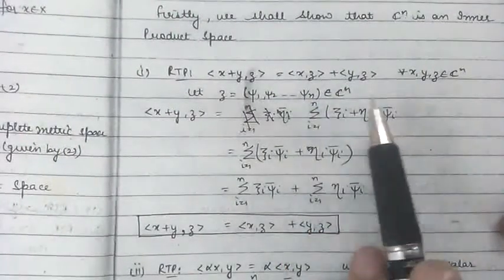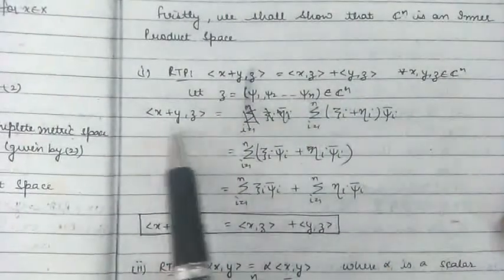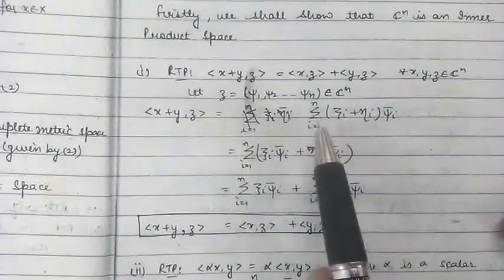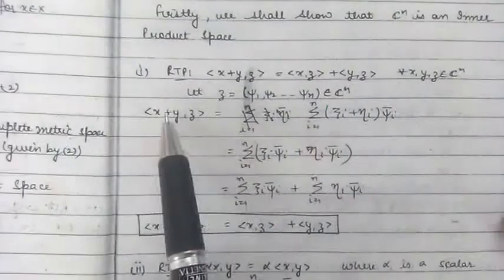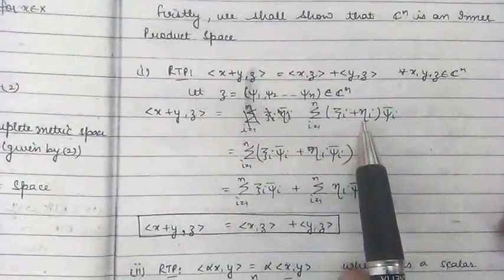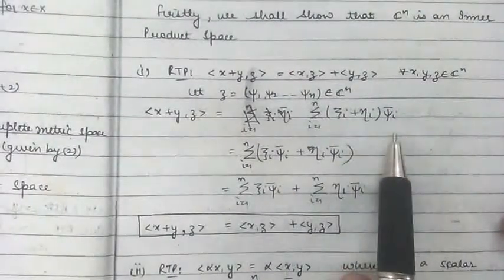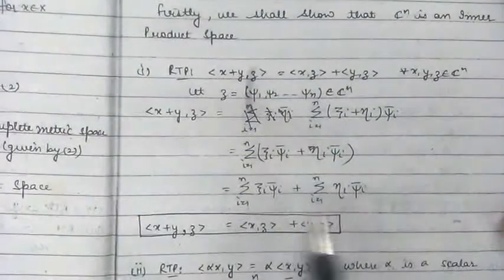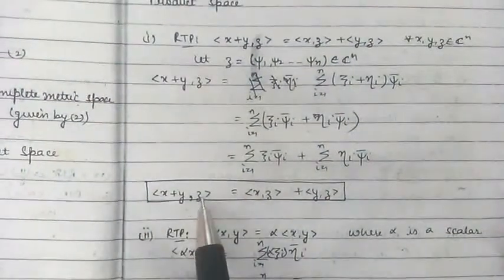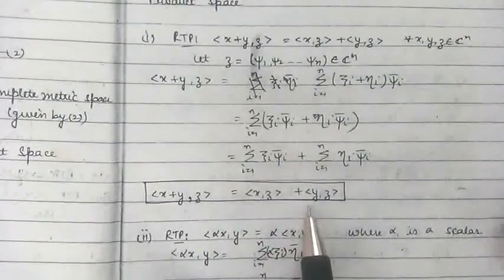To prove this, let us take three elements x, y, z. Now the inner product of x plus y with z, using the definition of inner product again, is given by the summation where the coordinates of x plus y are xi plus eta i, and the coordinates of z are psi i. By using the definition of inner product and separating the summations, we get the first property: the inner product of x plus y with z is equal to the inner product of x with z plus the inner product of y with z.